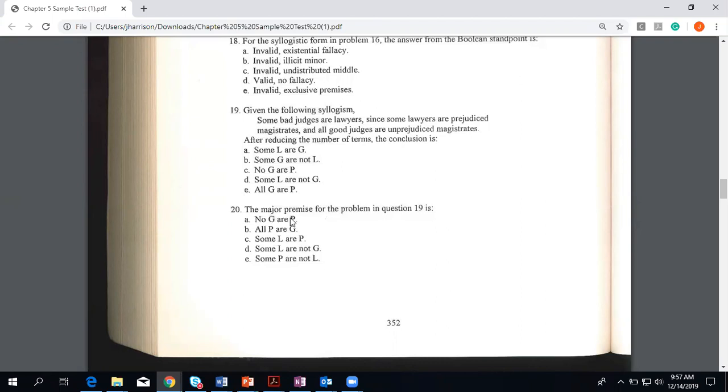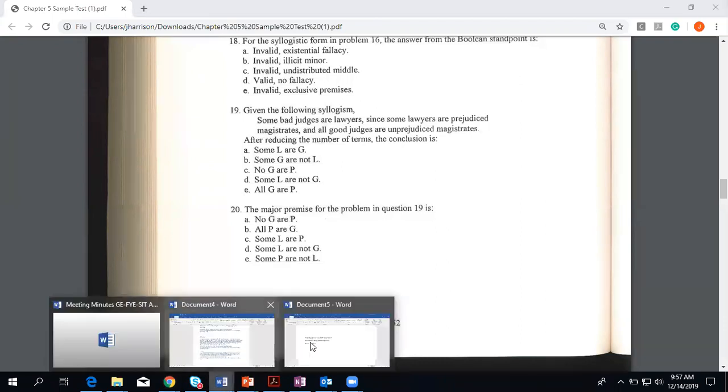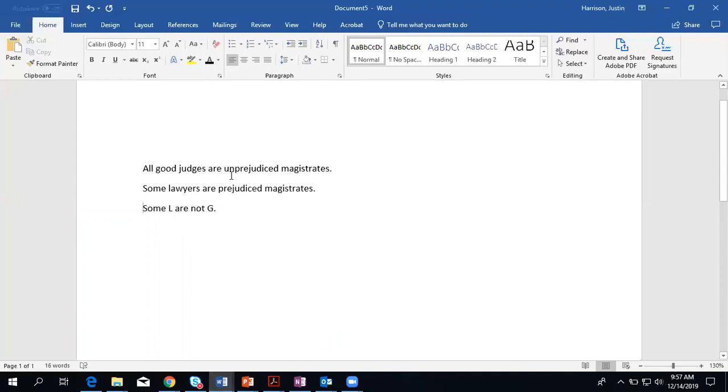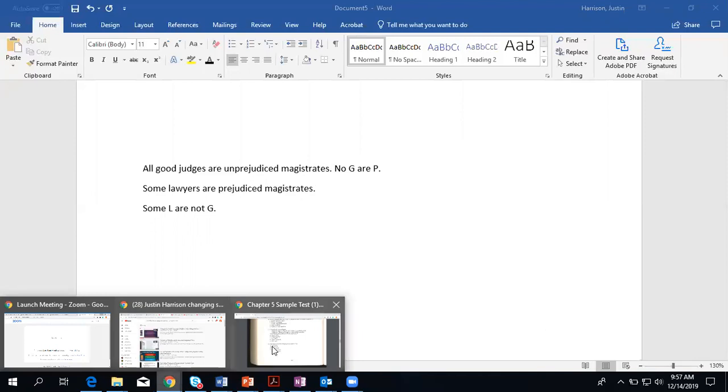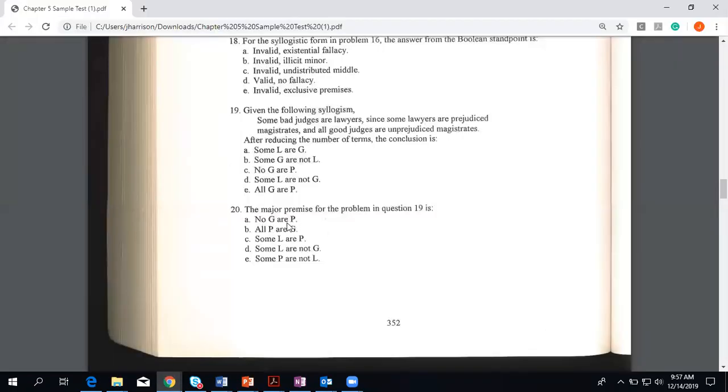Which actually here, in order to reduce terms, because we have if all good judges are unprejudiced magistrates, then saying no good judges are prejudiced magistrates would be logically equivalent. So no good judges are prejudiced magistrates by the obverse relation. So no GRP, let's see if that's an option. No GRP is the major premise.